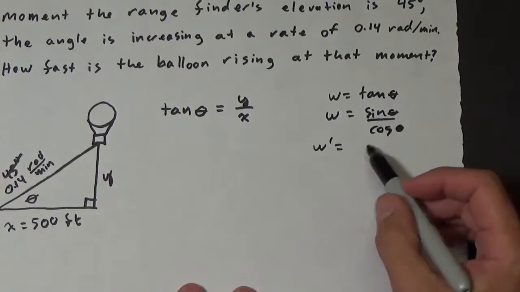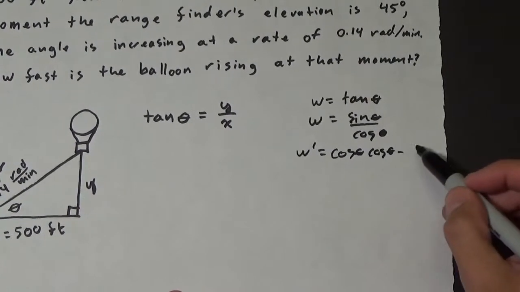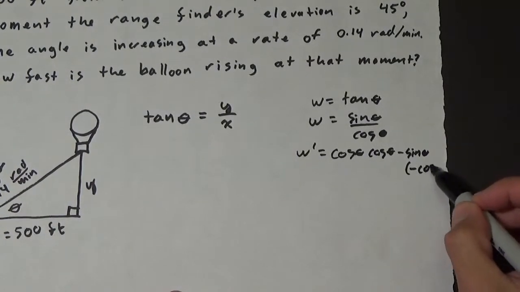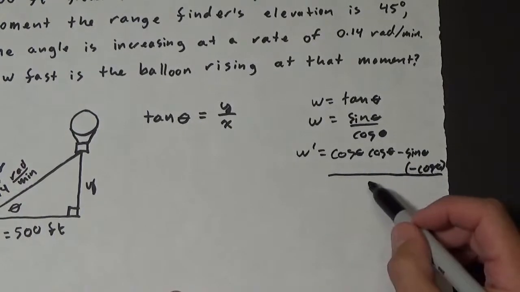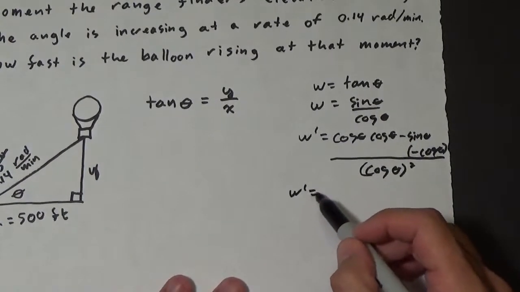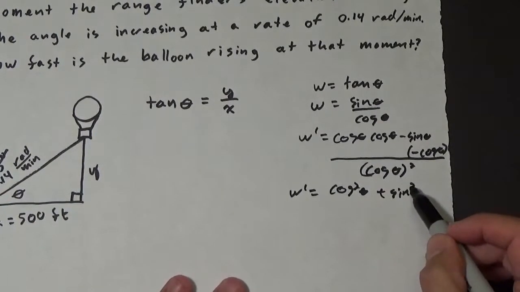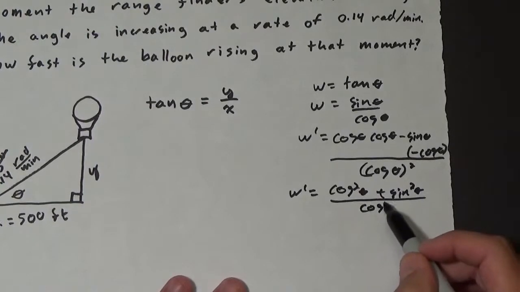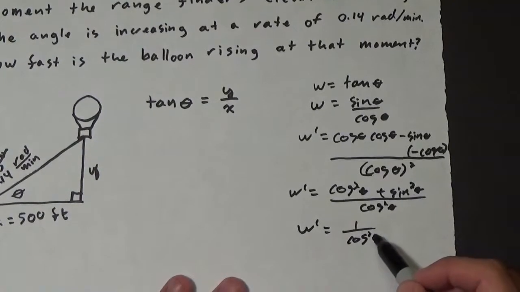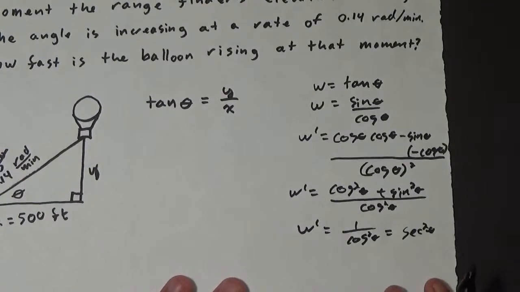So W prime would be the bottom times the derivative of the top, minus the top times the derivative of the bottom, all over the bottom squared. So that means W prime is the cosine squared of theta plus the sine squared of theta, over the cosine squared of theta. That goes to 1, so W prime is 1 over the cosine squared of theta, which is the secant squared of theta. Alright, so that wasn't too bad.